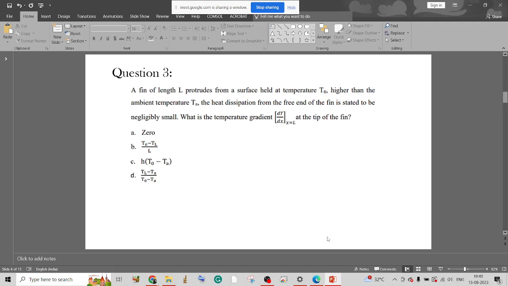A fin of length L protrudes from a surface held at a temperature of T naught. That is, the base temperature is T naught, higher than the ambient temperature, that is T ambient, T a. The heat dissipation from the free end of the fin is stated to be negligibly small. What is the temperature gradient dT/dx at x is equal to L at the tip of the fin?